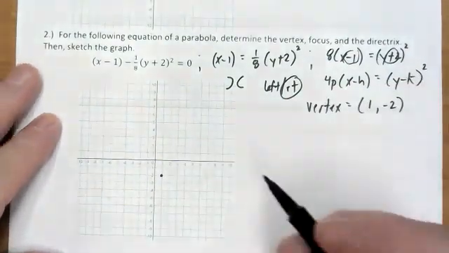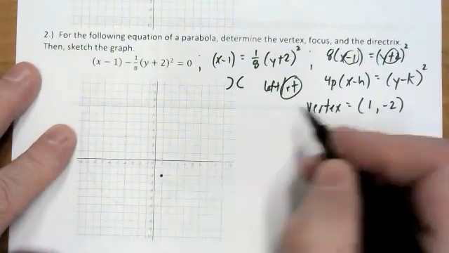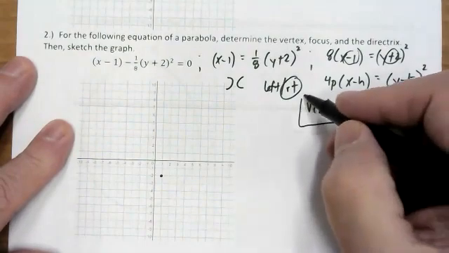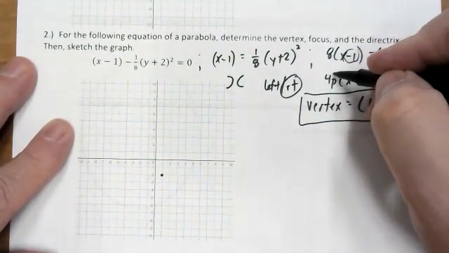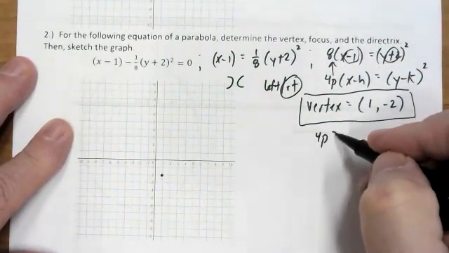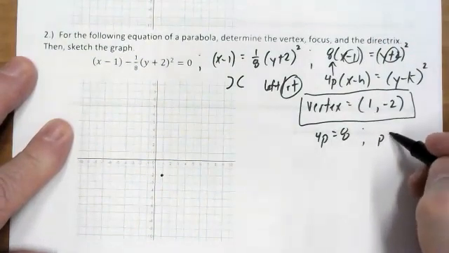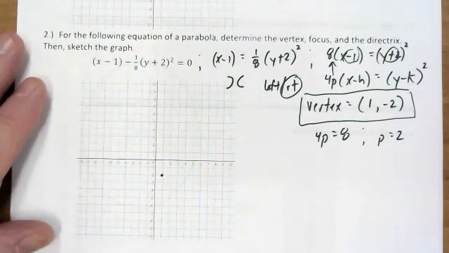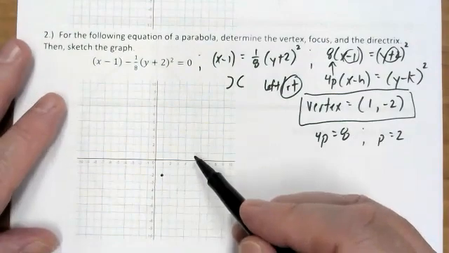So once again, I can now start to imagine that this is going to be a parabola that opens to the right. So there's the vertex. Let me figure out what the value of p is going to be. Well, if you look here, 4p has to equal 8, which means p is 2. So now I know the focus is inside the parabola.